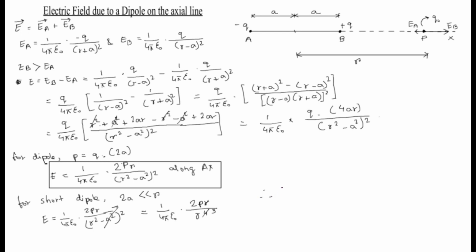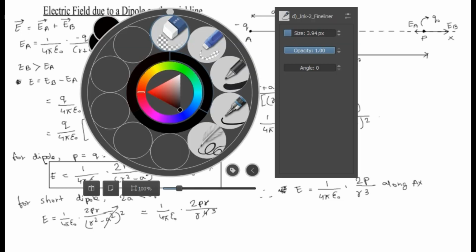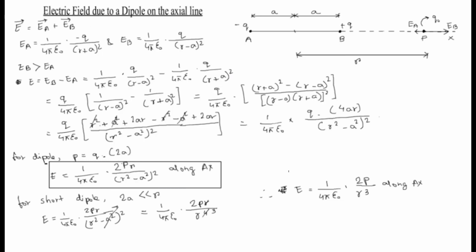So therefore, electric field due to a dipole, for a short dipole, this is the expression that we are quite aware of: 1 by 4 pi epsilon naught into 2p by r cube, and the direction is obviously along ax. Hence we are done with the derivation of electric field due to a dipole at any axial point, right? So this is the expression.